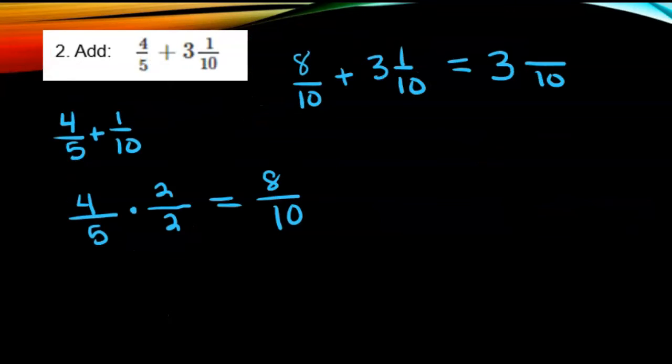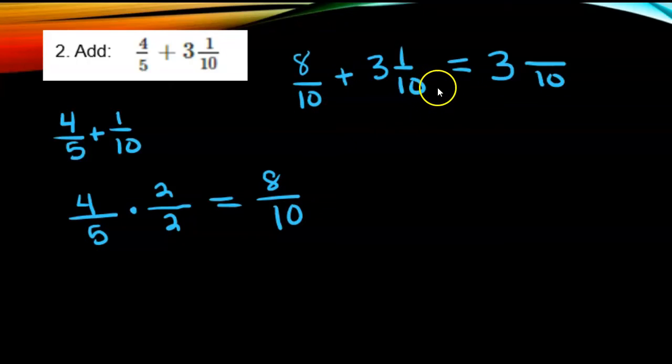Question number 2 asks us the same thing. You have to add these two, the fraction and the mixed number, together. Well, I see that the 4/5 and the 1/10 do not have the same denominator, so you cannot add them together. I want to change my 4/5 to have a denominator of 10. So down here, I figured the copycat fraction as 2 over 2, and I multiply the top and the bottom by 2 and get 8/10.